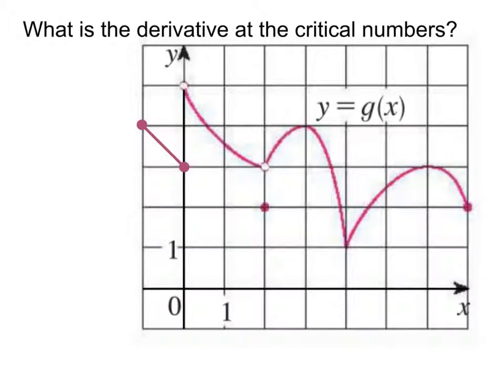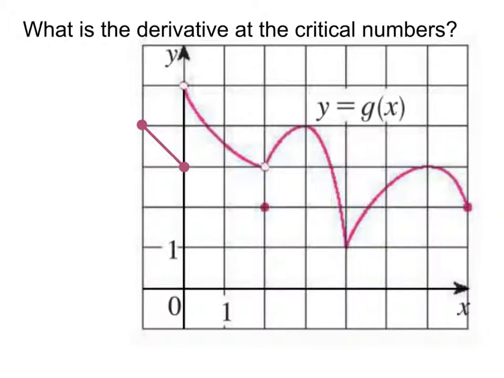So one last way to practice this. Please take a look at this graph again. And this time, what is the derivative going to be at each of the critical numbers? So you need to know what's a critical number, and then what's the derivative at that number. So when we go to find these derivatives now at the critical numbers, first thing we need to know is where the critical numbers are.